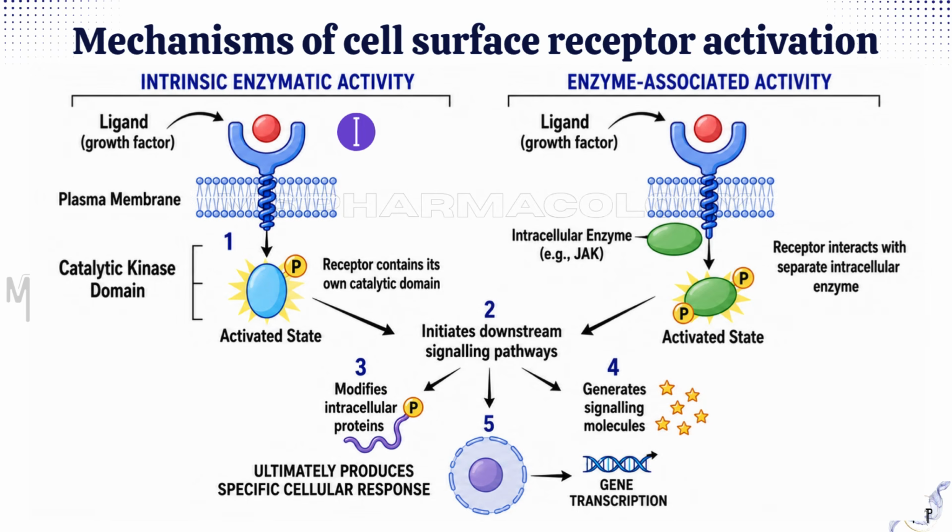In the first, the receptor possesses intrinsic enzymatic activity. In the second, the receptor does not have its own catalytic activity but is associated with an intracellular enzyme. Let us first consider receptors with intrinsic enzymatic activity. Some enzyme-linked receptors contain their own intracellular catalytic domain, which may include a kinase domain. The kinase or catalytic domain is activated following ligand binding and initiates downstream intracellular signaling pathways.